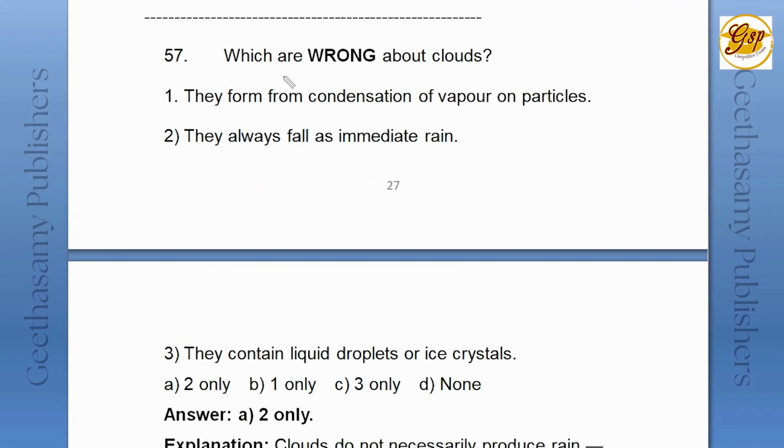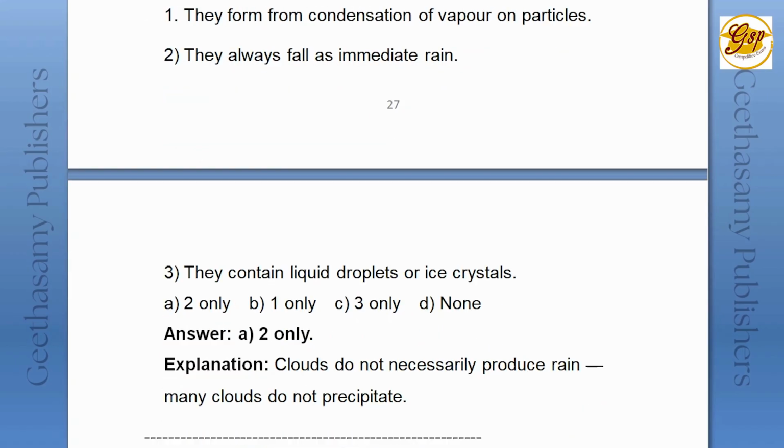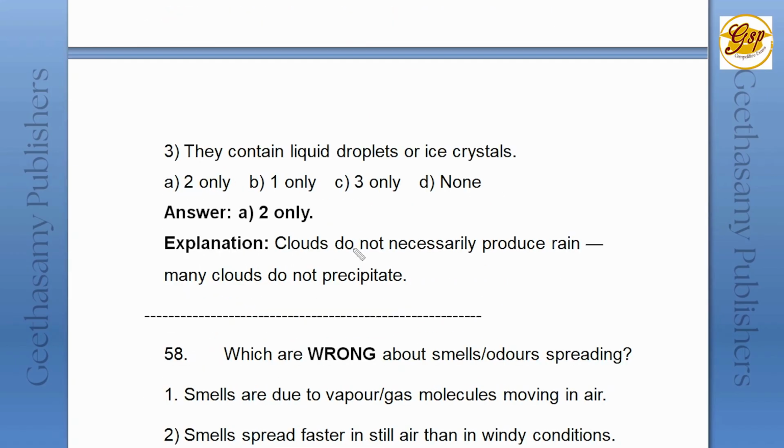Again, what is wrong about clouds? 1. They form from condensation of vapor on particles. 2. They always fall as immediate rain. 3. They contain liquid droplets and ice crystals. The options are 2 only, 1 only, 3 only, none. The correct answer is A, 2 only. They need not always fall as rain. So clouds do not necessarily produce rain, and many clouds do not precipitate.